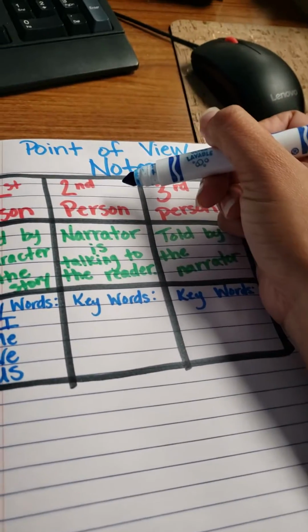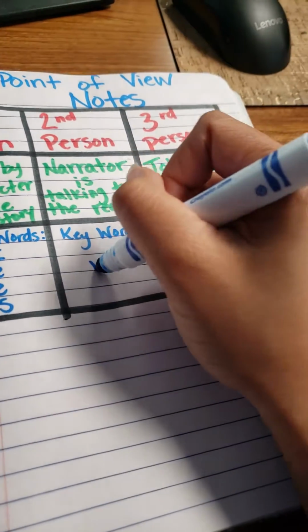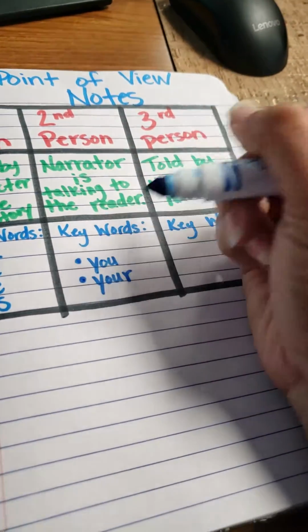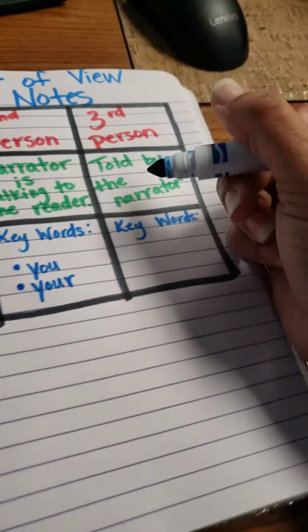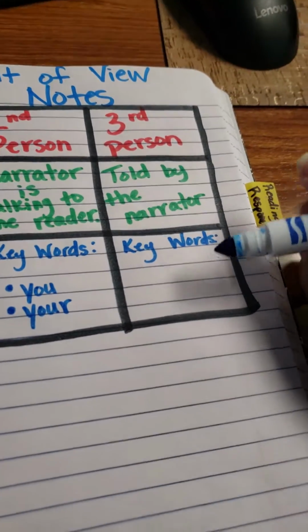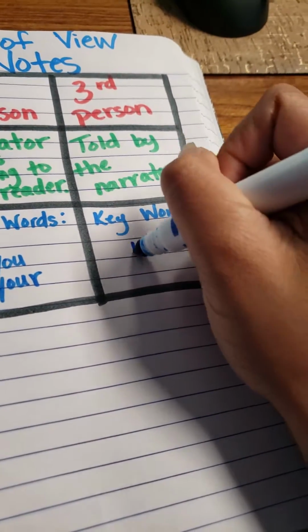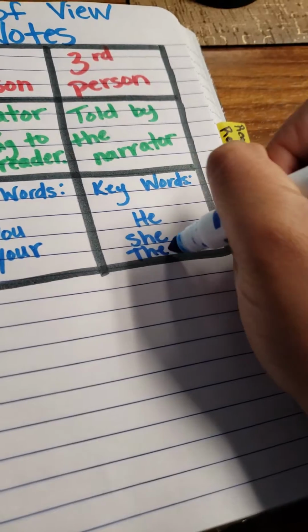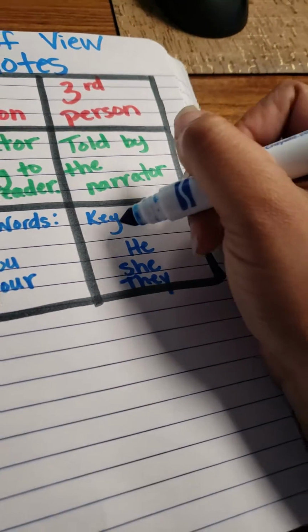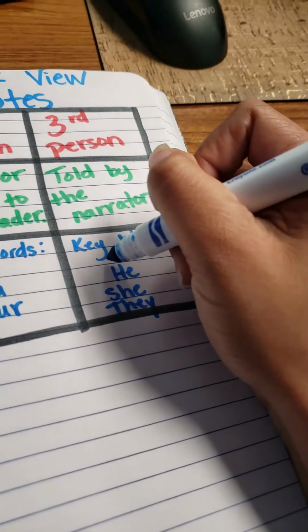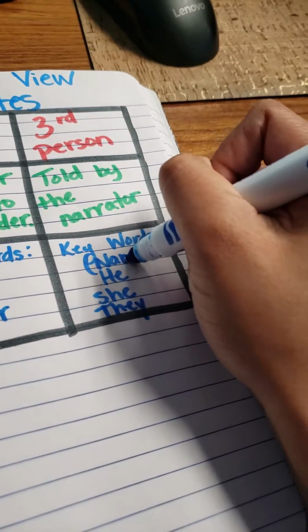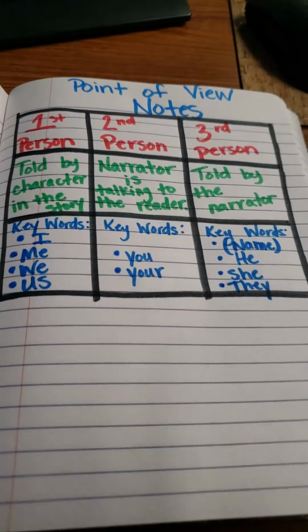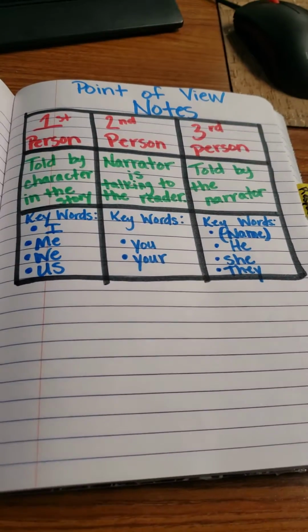Okay, some keywords for second person point of view will be words like you and your, because the narrator is talking to you. And then for third person point of view, you'll see words like he, she, or they. Even a name, they may say like Chris walked to the park. So I'm going to put that in parentheses, a name. So this is what my paper is looking like so far.